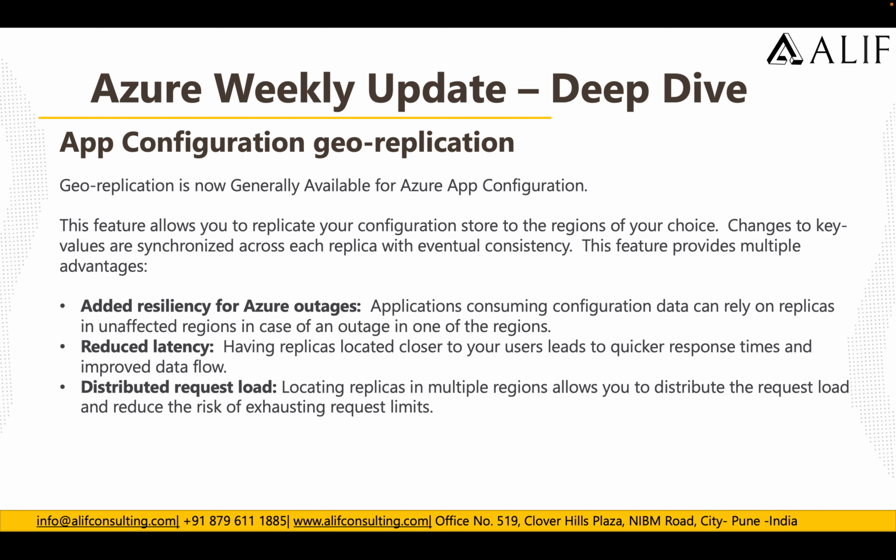So how does it add resiliency? Applications consuming the configuration data can rely on replicas in an unaffected region in case of an outage in the region. Second, having a replica located closer to your users leads to a quicker response time and improved data flow. Distributed request load. Locating replicas in multiple regions allows us to distribute the request load and reduce the risk of exhausting request limits.